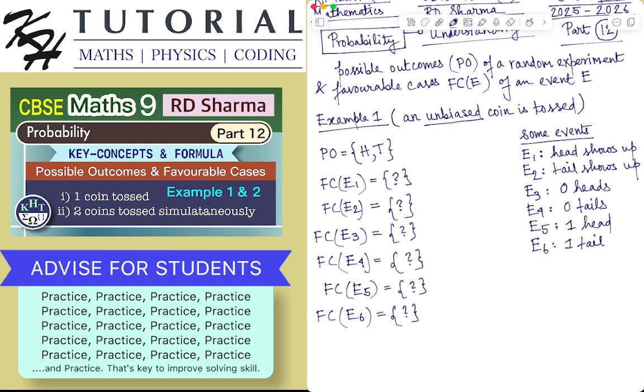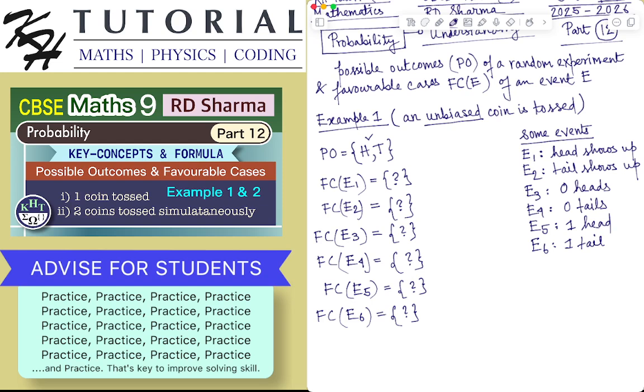So I can say that for this random experiment, there are two possible outcomes. As you can see, this set has two elements, one head and one tail. So these are the possible outcomes. For any random experiment, you must be very clear about what the possible outcomes are.